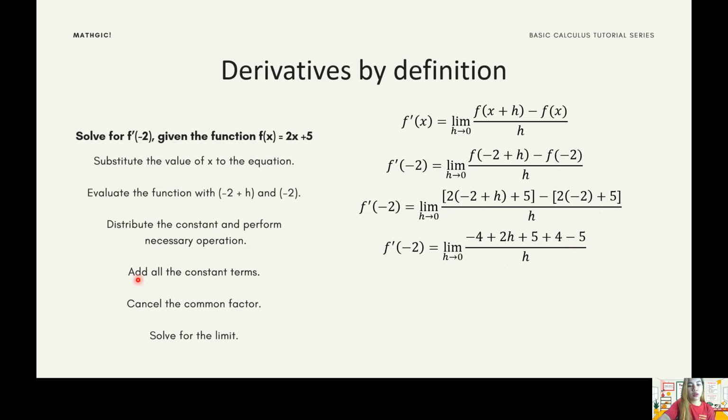The next step is to add all the constant terms. As you can see here, we have negative 4 and 4, which will equate to 0. Also 5 minus 5. Therefore, we're left with 2h all over h. You can see that there is a common factor in the numerator and the denominator, which is h. If we cancel it, we'll be left with 2. Therefore, our answer is f prime of negative 2 is equal to 2.